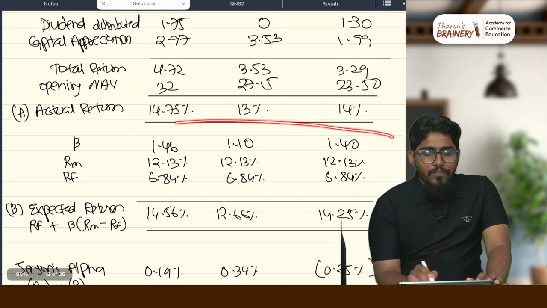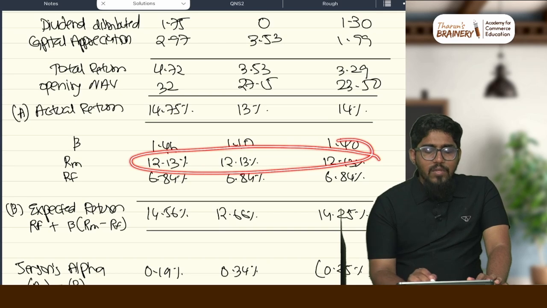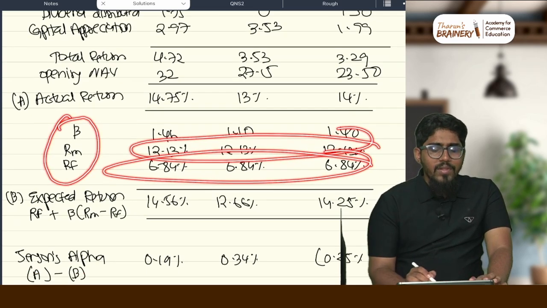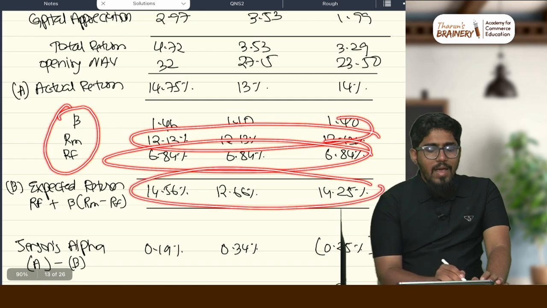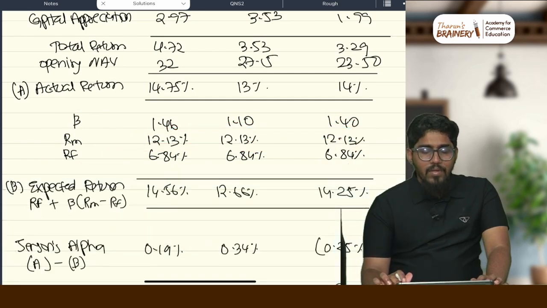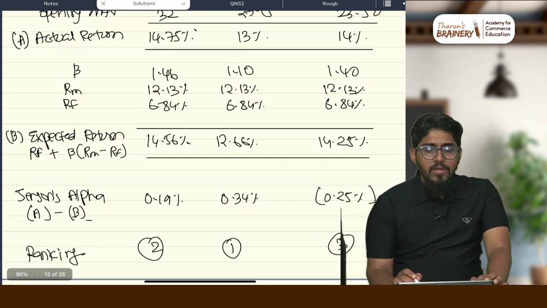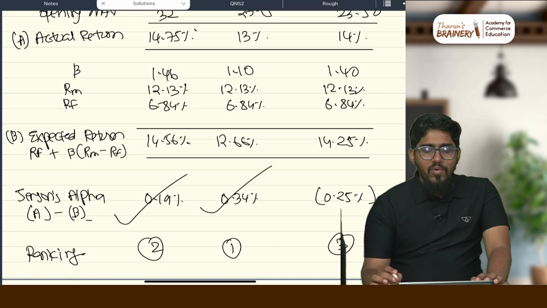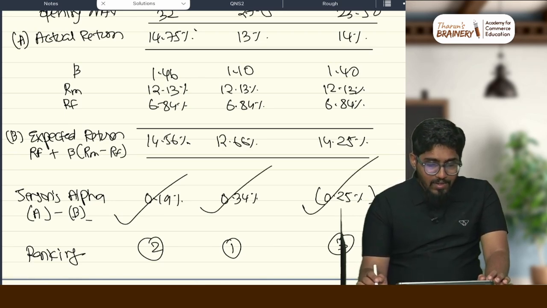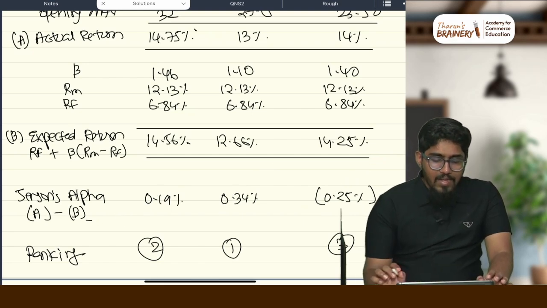Now, sir, beta is given in the question, return from the market is given, and the risk-free rate is given. From these three values, calculate the expected return: RF plus beta into RM minus RF. Sir, actual return I know, expected return I know. Jensen's alpha is actual return minus expected return: 0.19 percent, 0.34 percent, and negative 0.5 percent. Clarity, okay. This much clarity you guys are having, super.